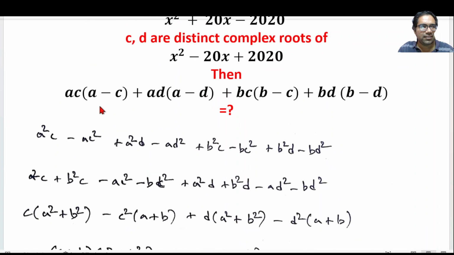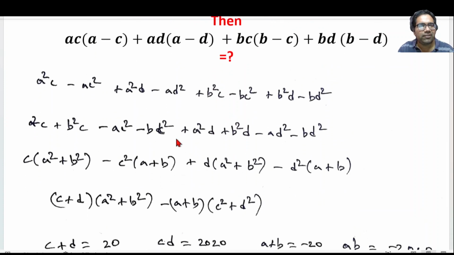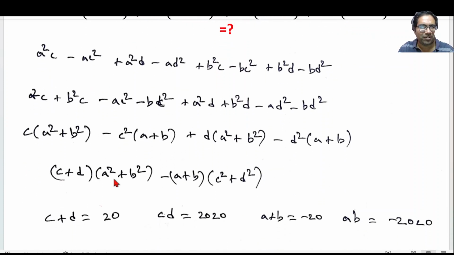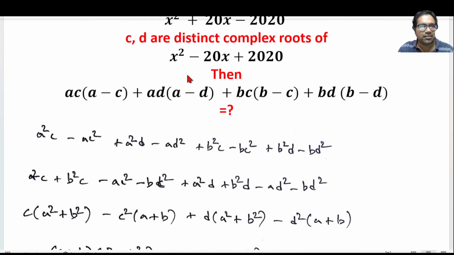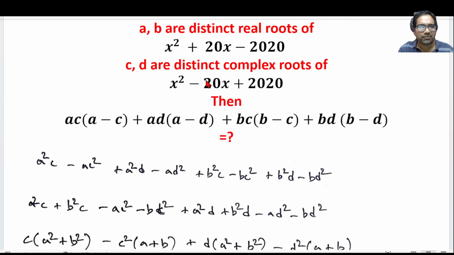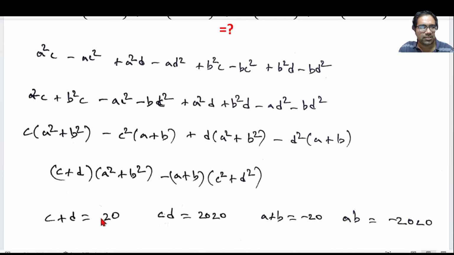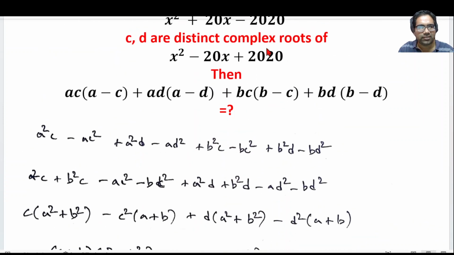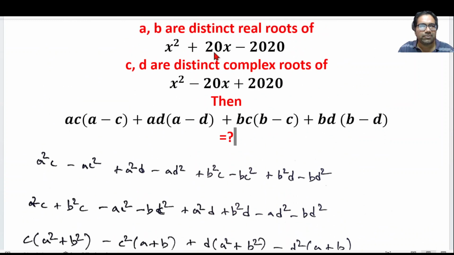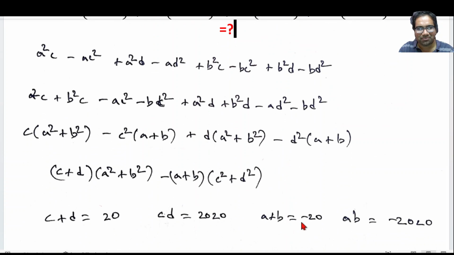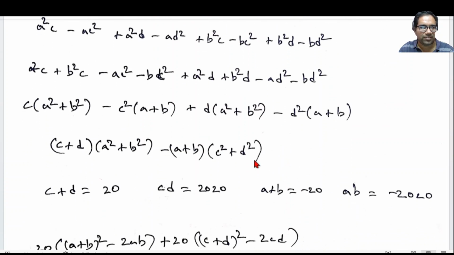So basically, this entire expression we have reduced to this simplified form: C plus D into A square plus B square, minus A plus B into C square plus D square. Very good. Now we know what is C plus D, what is A plus B also. C plus D is minus B by A, which is 20. C plus D is 20 and CD is 2020, C by A. Similarly, A plus B is minus 20 and AB is minus 2020.